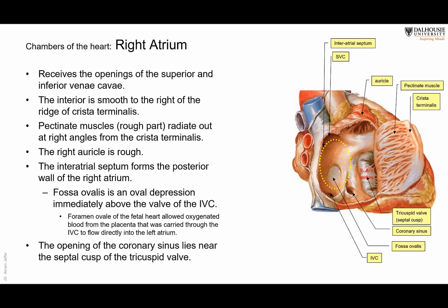This was an opening in the embryo. It allows blood to pass from the right atrium immediately to the left atrium, because in the embryo, the right atrium receives oxygenated blood from the placenta. So it receives oxygenated blood through the inferior vena cava. What is the use of pumping the blood to the lung at the time that the lung is not inflated?